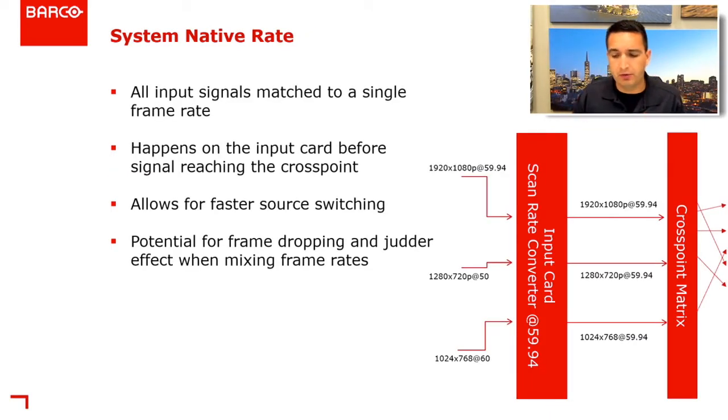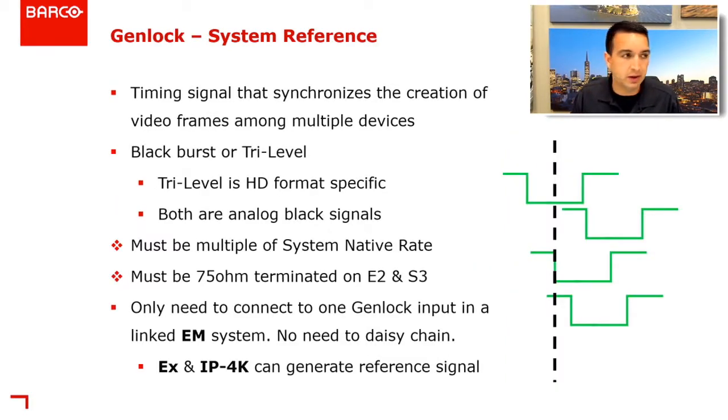Before they hit that crosspoint matrix, they get converted to a system native rate. There's a scan rate converter on every input, basically, that conforms it to that crosspoint matrix specification. By default, it's set to 59.94. So we have an example where we have inputs that are 59.94, 50, and 60. They all get converted on the input card before they hit the crosspoint. This allows for that single frame broadcast quality cut.